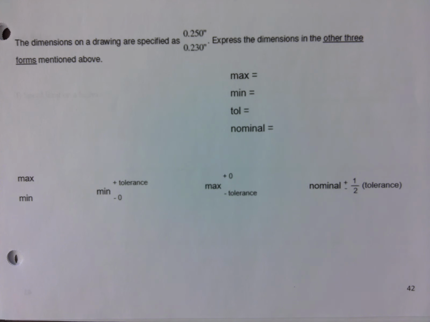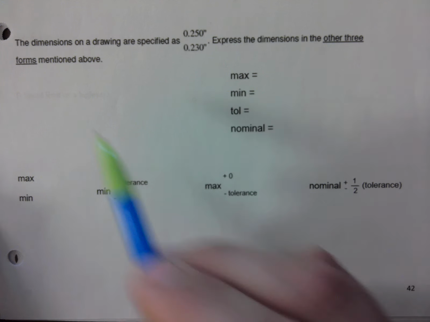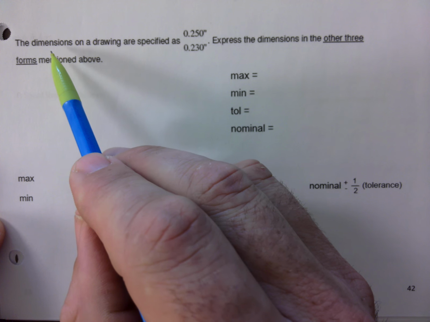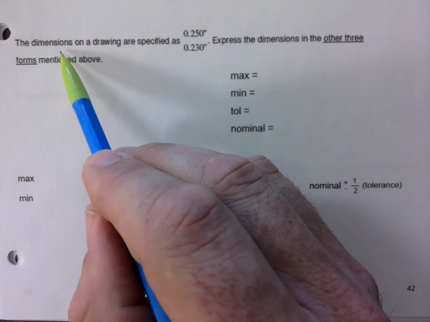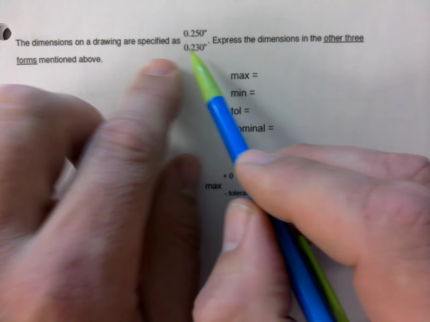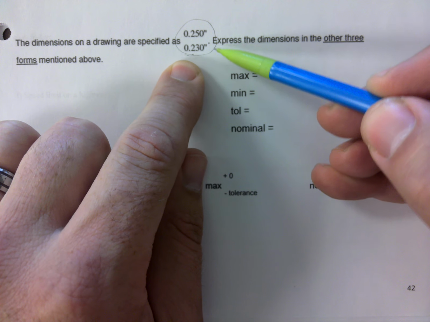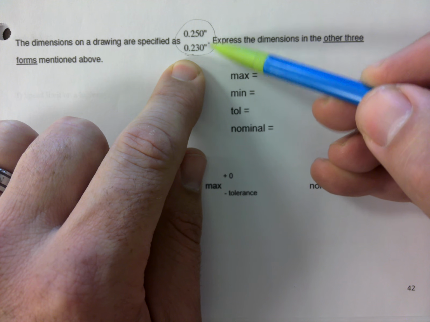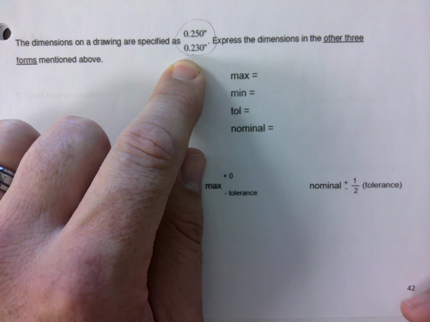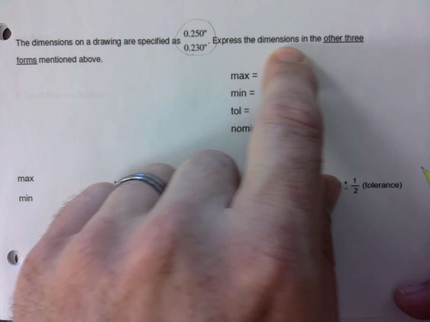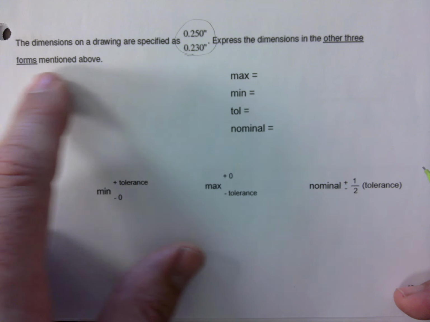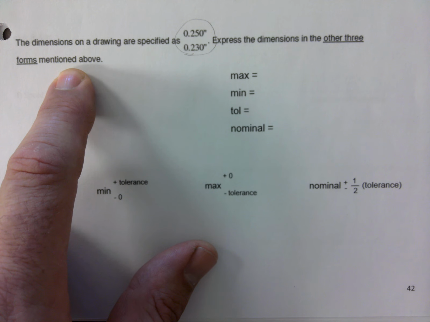All right, 42. Bottom of 42, okay? So real quick, there are 4 ways to state tolerance, right? And in this case, they gave us this format. You should recognize that this is in a max-min format, okay? Express the dimensions or this tolerance in the other 3 forms that we know about.